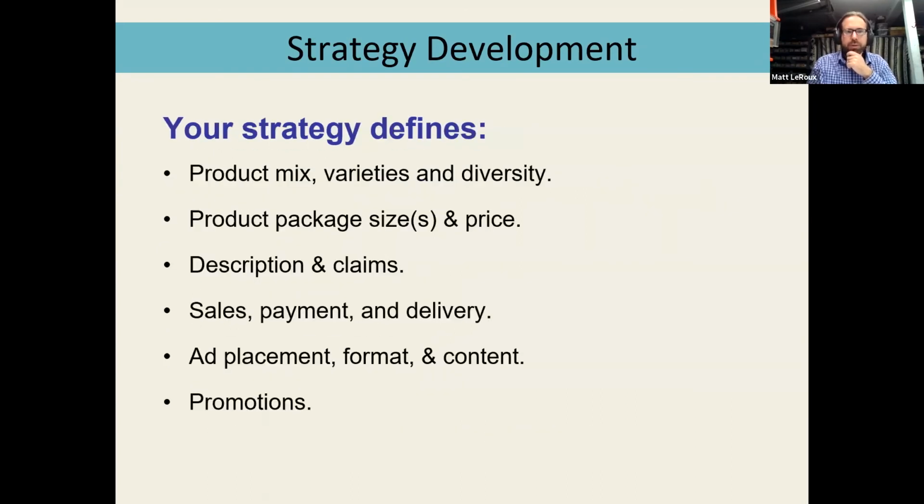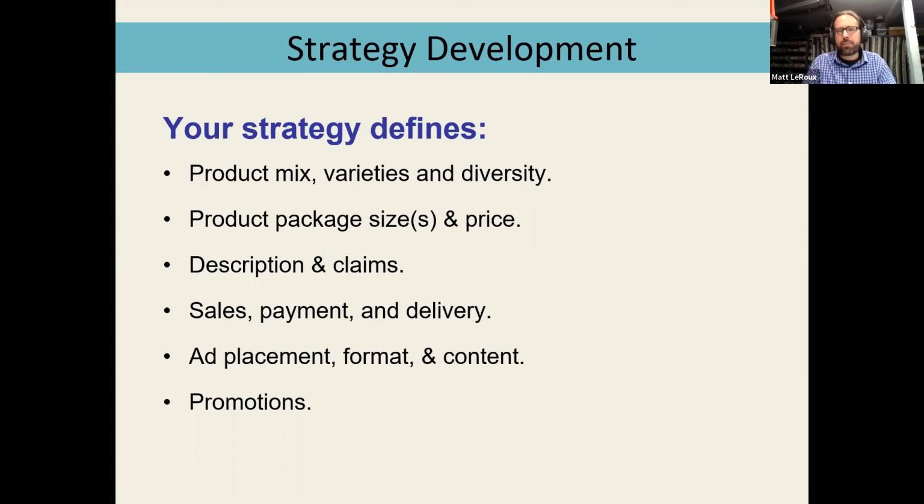Your strategy will really define so much of what you do, your product mix, the sizes, the varieties that you offer, how many different products that you offer, your pricing. Your pricing has to, of course, be based on cost and profit goals and so on, but also the size of a product and what price it comes out to can be informed by your customer base. How you describe your product and the claims that you make about it, claims like local or all natural or whatever you want to say.